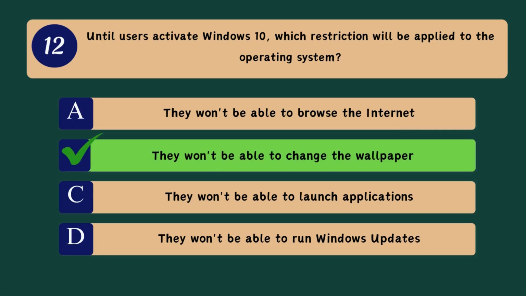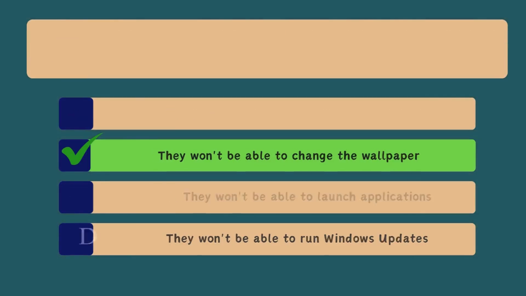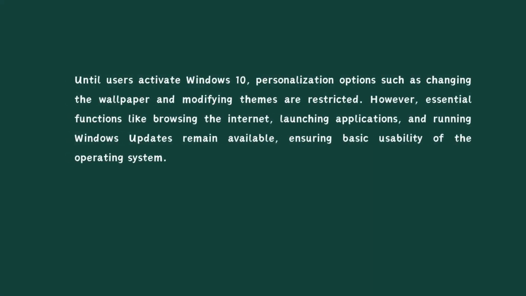Correct answer: B. They won't be able to change the wallpaper. Until users activate Windows 10, personalization options such as changing the wallpaper and modifying themes are restricted. However, essential functions like browsing the Internet, launching applications, and running Windows updates remain available, ensuring basic usability of the operating system.